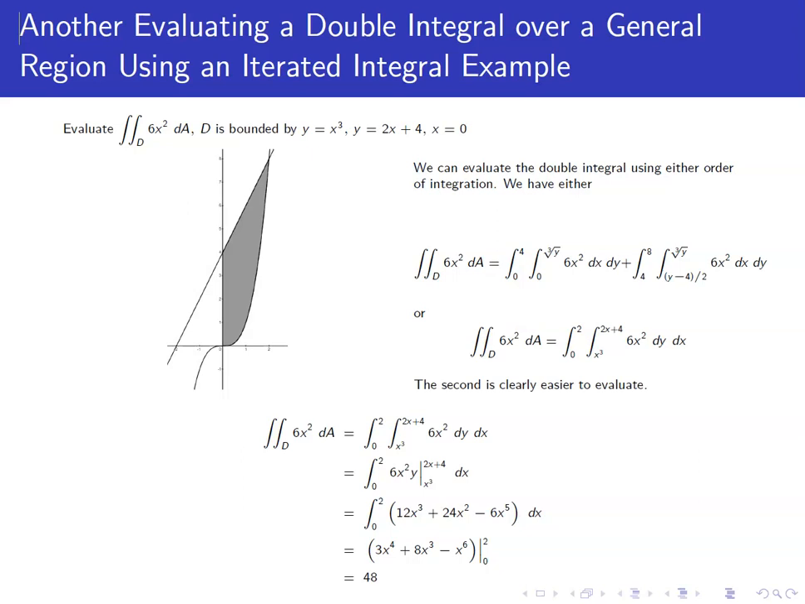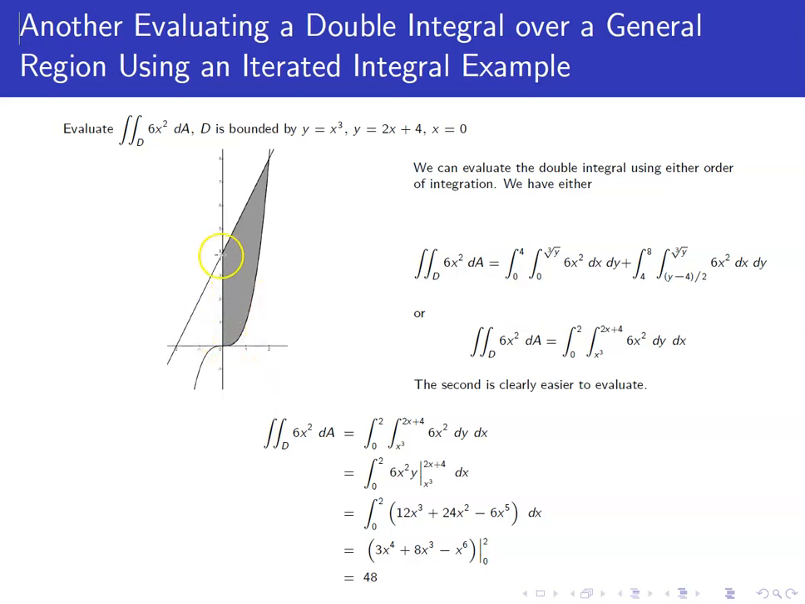Now, looking at the integrand, 6x squared is easy to integrate whether it's with respect to x or with respect to y. So that really doesn't help me choose an order of integration. However, if we decided to try to integrate with respect to x first, that means we hold y constant, and we would need bounding curves for x in terms of y.